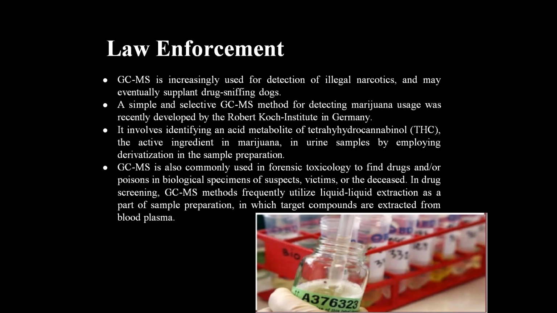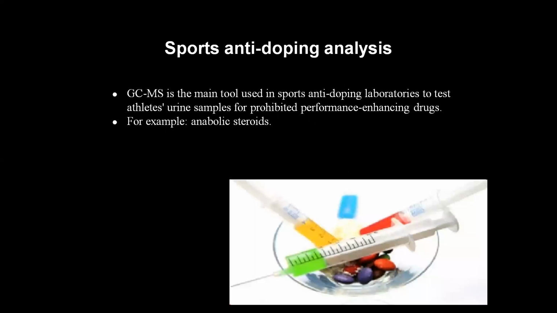GCMS is also commonly used in forensic toxicology to find drugs and or poisons in biological specimens of suspects, victims, or the deceased. In drug screening, GCMS methods frequently utilize liquid-liquid extraction as a part of sample preparation, in which target compounds are extracted from blood plasma. Sports anti-doping analysis: GCMS is the main tool used in sports anti-doping laboratories to test athletes' urine samples for prohibited performance-enhancing drugs, for example, anabolic steroids.